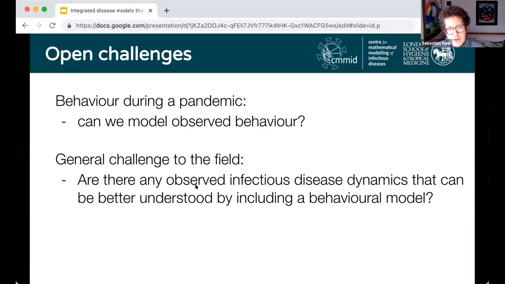relationships. And I think as a general challenge to the field, this is actually a quote from a talk that I gave 10 years ago, and I don't think I've seen a positive answer to that, which is: are there any patterns in observed infectious disease dynamics that we can only understand, or that we can better understand by including a behavioral model? I think that remains a main challenge. And with that, I conclude, and thank you very much for listening.